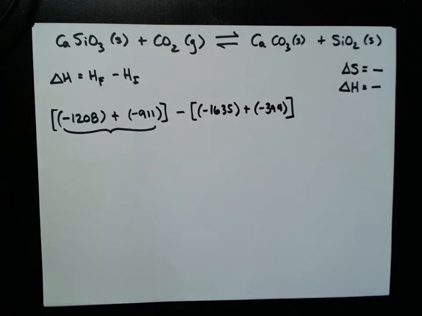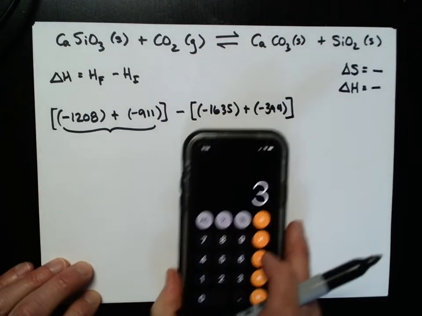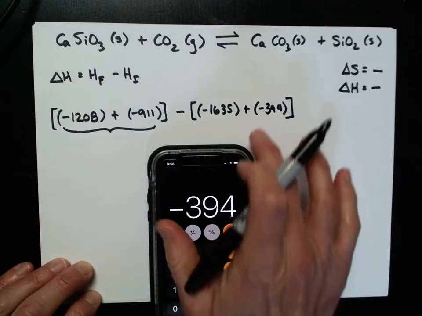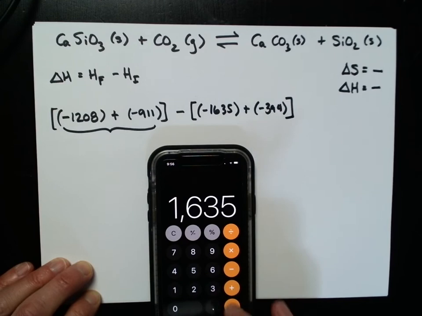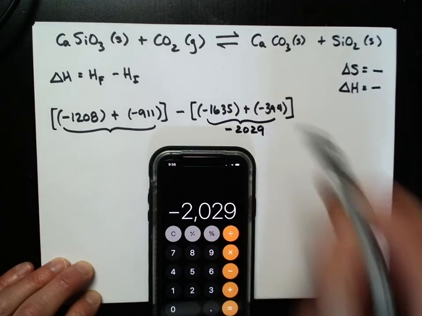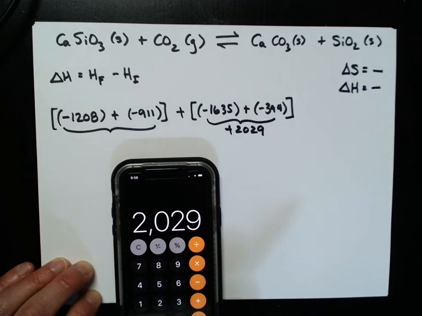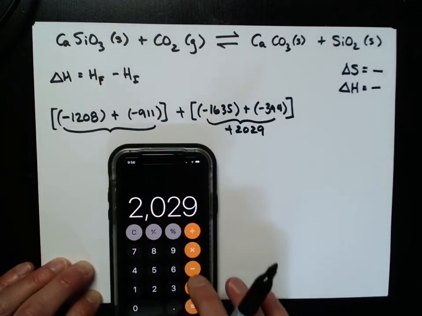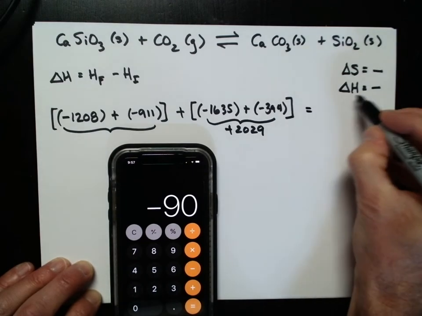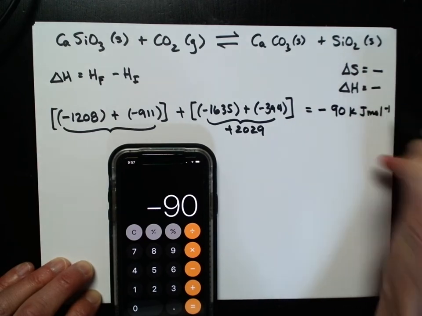Let me just do the math here. Hold on. Let's take 394, make it negative. And then I've got to add a negative, so I'll be subtracting 1635. So over here, this comes out to a negative 2029. But of course, I'm going to add that because I need to subtract this negative. So really, this 2029 is positive. And then these are both negative, so we'll end up subtracting those: minus 911 and minus 1208. And as predicted, in the forward direction, I predicted it was going to be negative, and indeed it is. It's going to be negative 90 kilojoules per mole.